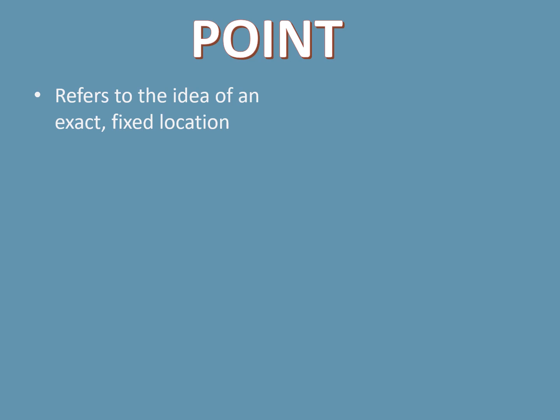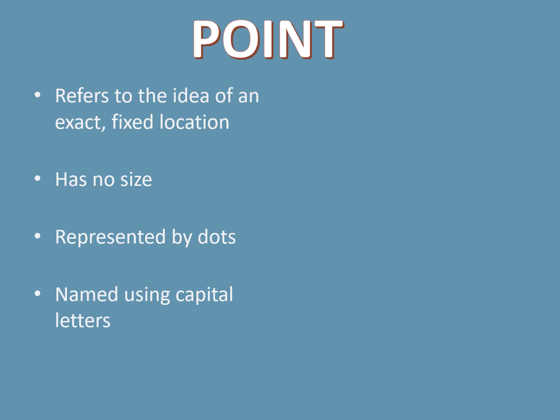A point refers to the idea of an exact fixed location. It has no size. You can think of it as a circular dot that's representing the location of the point, but the point itself has no size. We represent them by dots, little circular dots. We name them using capital letters.